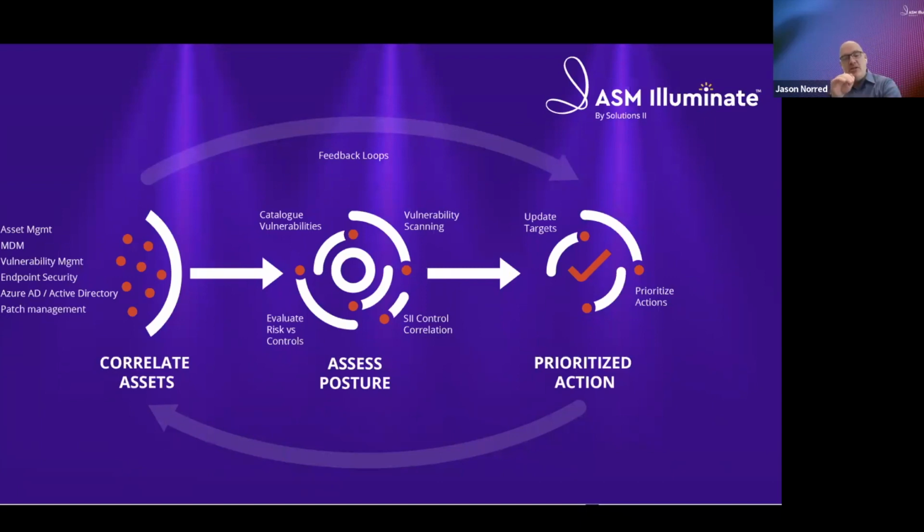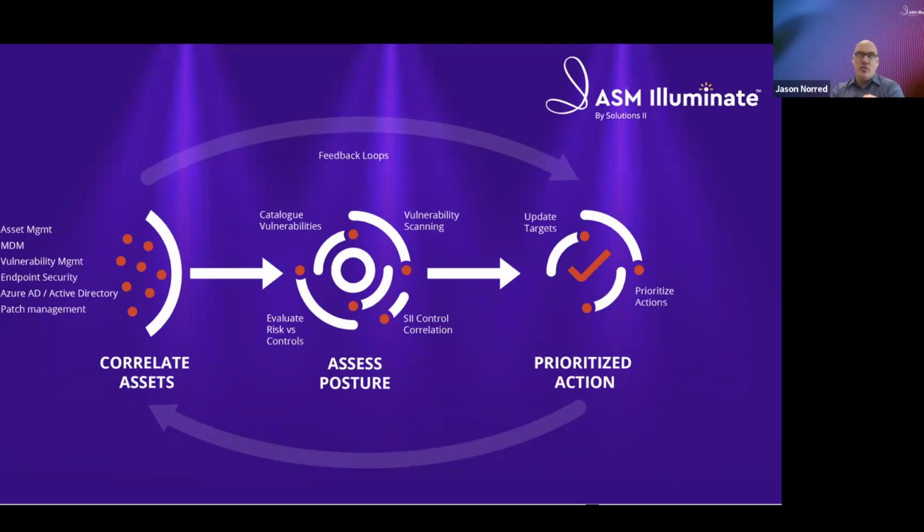And then that feeds into the assess posture stage, which is the point where we start with vulnerability scanning. So we're now using the asset data. Now that we have solid knowledge of the assets in an organization's enterprise, we can do targeted vulnerability scanning where we can make sure that we're assessing all of those assets comprehensively for vulnerabilities.